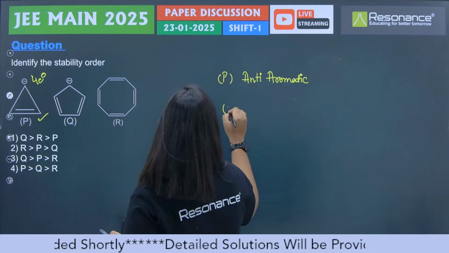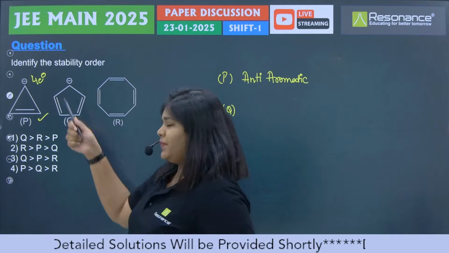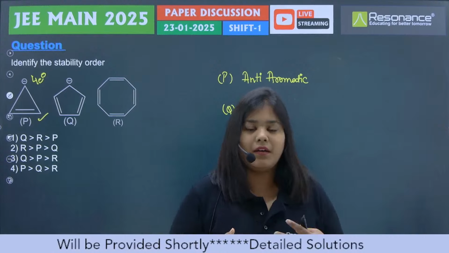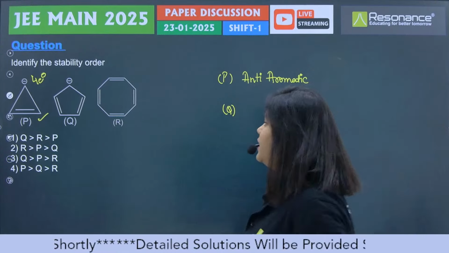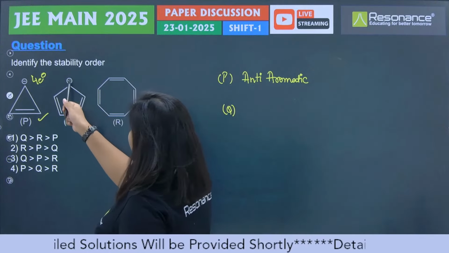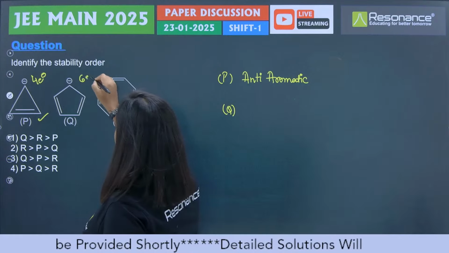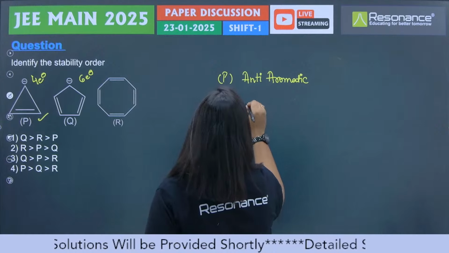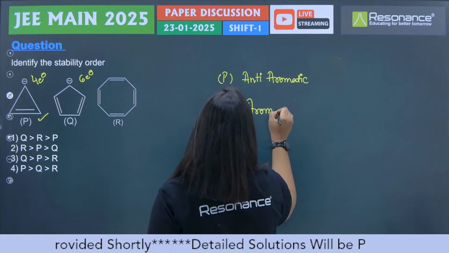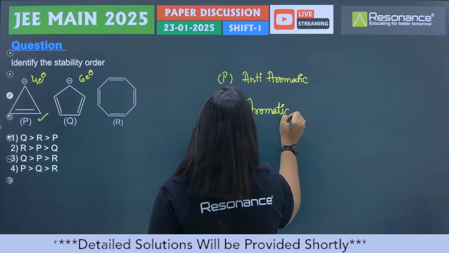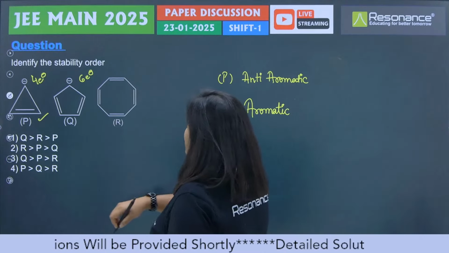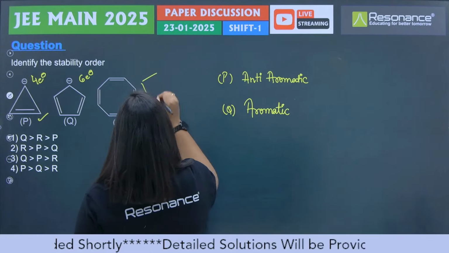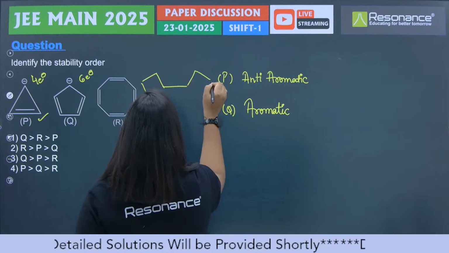Then moving on to the Q. In Q, you can see again cyclic, planar, resonance. When you see the electron pairs, it has 3 electron pairs, 6 electrons in total. It comes under the category of aromatic. Very simple, very straight question. The last one, if you see, exists in this type of structure.